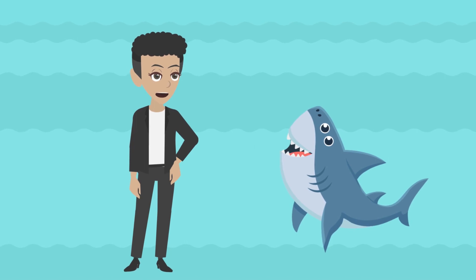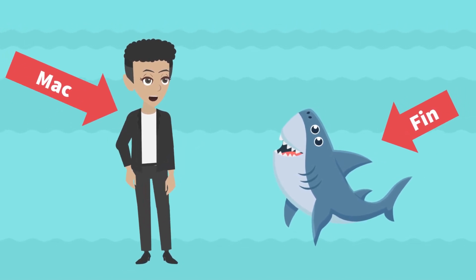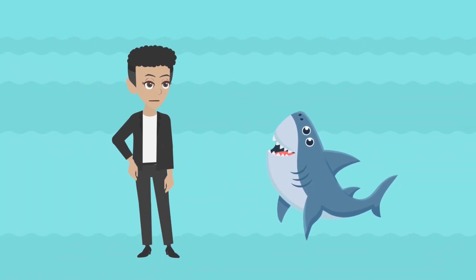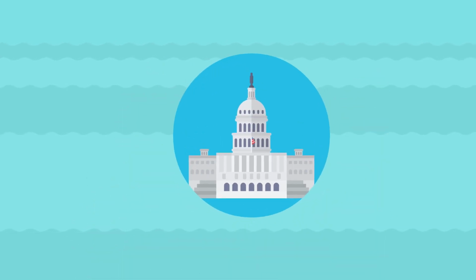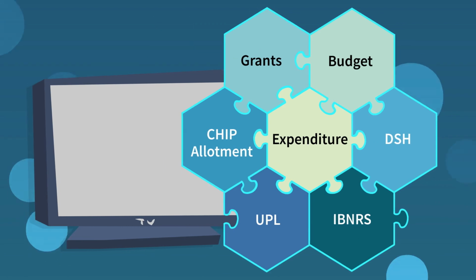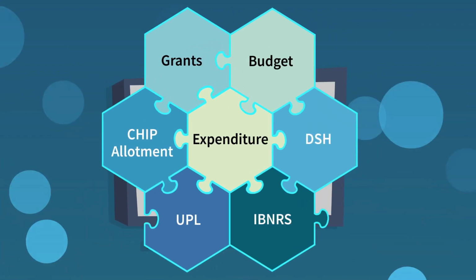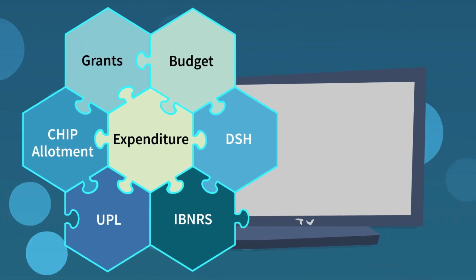Hello, Mac and Fin are here again to tell you more about MACFin, the Medicaid and CHIP financial system, the integrated system CMS uses to collect, review, and act on states and territories' requests for federal funding. This video series is for anyone who wants a high-level look into how MACFin helps CMS manage the financial aspects of Medicaid and CHIP and will provide deeper insights into each MACFin module.